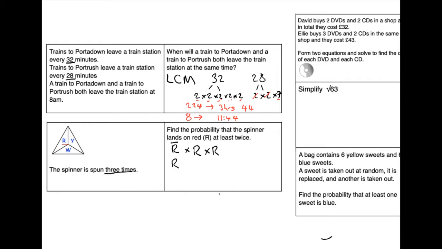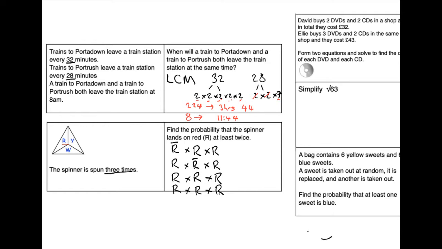It could be it lands on red, then it doesn't land on red, and then it does land on red. Or it could be red, red, not red. Or, of course, we could have 3 lots of red, red, red, red. These are all of the possible options. And I've put multipliers here because we're going to be multiplying the probabilities together.